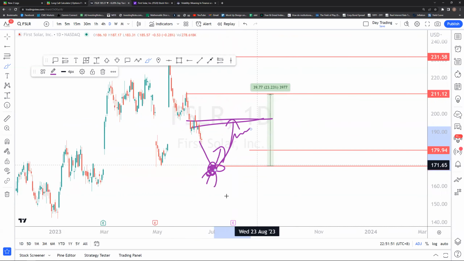Okay, so by spreading out your risk into many different positions, it allows you to enter your trade even when the price action is something like this.